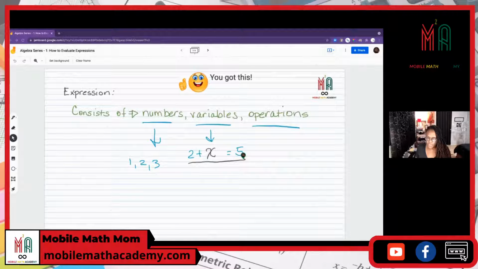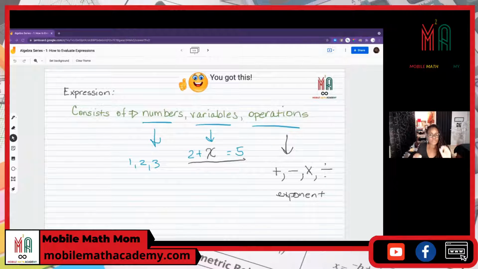And then it consists of operations. So the operations are addition, subtraction, multiplication, division, and you may have an exponent, right? But an exponent is just glorified multiplication, right? All right. So again, an expression consists of numbers, variables, and operations, right?